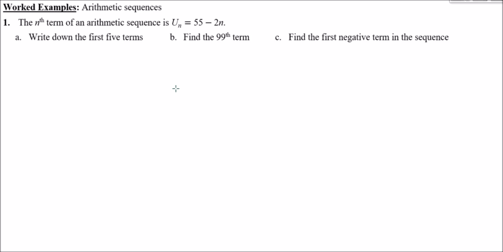So, worked example 1. We have the nth term of an arithmetic sequence, which is un is 55 minus 2n. First of all, we need to write down the first 5 terms. So I'll just section this out like so.